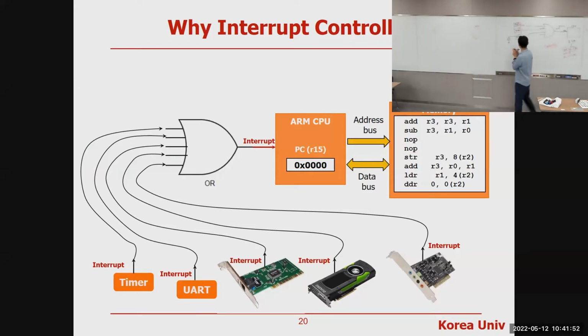What if two guys or three guys or five guys generated an interrupt at the same time? So your timer, okay, this is time, and this guy generated the interrupt, and you generated the interrupt. That guy generated the interrupt at the same time. Who do you want to service first?